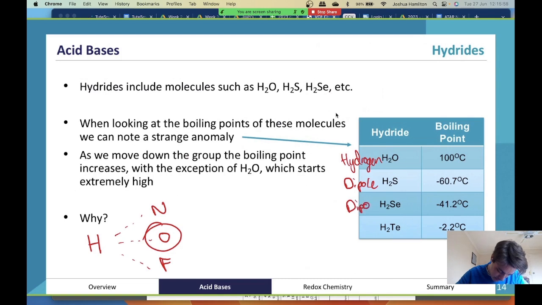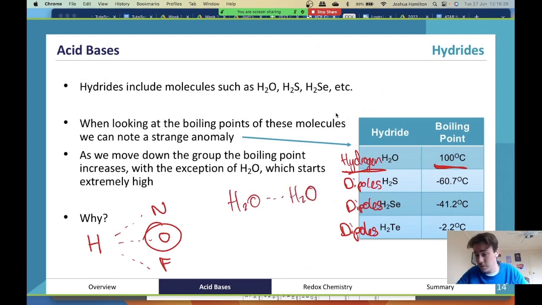These all form really strong dipoles. And these dipoles tend to be stronger than most other dipoles because of the electronegativity differences. But these dipoles, though strong, are not as strong as this hydrogen bond. This hydrogen bond is so much stronger. Thus, you need so much more energy to make this molecule into a gas, to break the bonds between our individual water molecules.